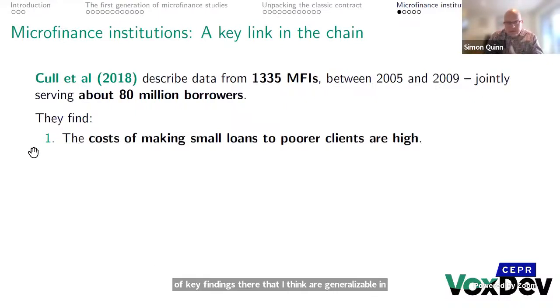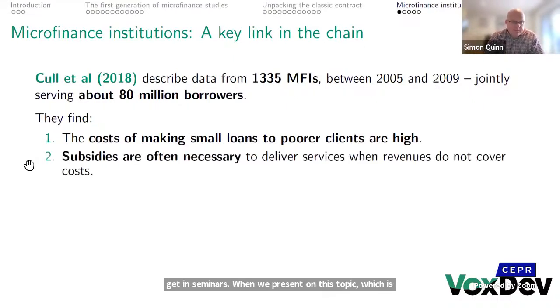First, they find that the costs of making small loans to poorer clients are high. And that shouldn't surprise us, but it's clearly an important stylized fact that sits in the background of the underlying motivation for microfinance. And a question that probably all of us get in seminars when we present on this topic, which is, why don't we see more lending of this kind from formal banks?